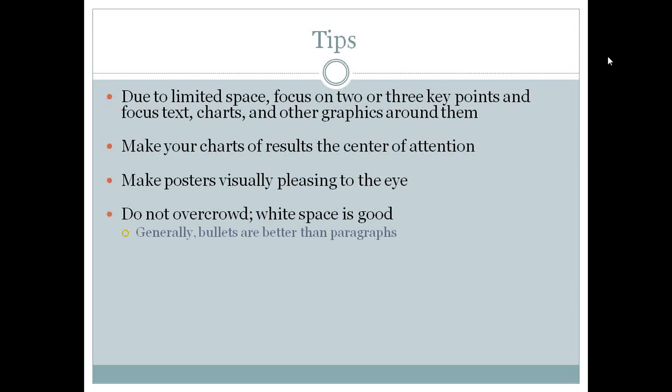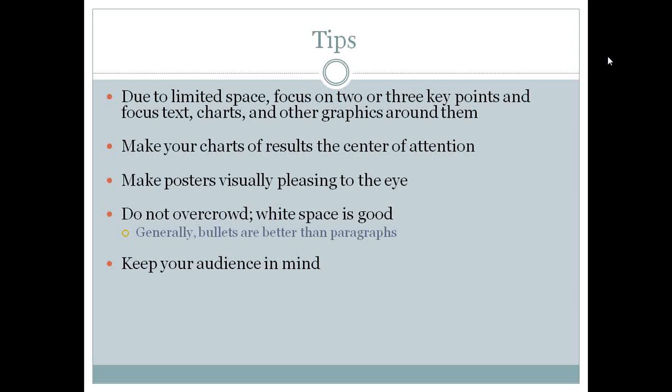You want somebody to come up and be engaged in your poster and want to stay and read the whole thing because it's not overwhelming, just a bunch of text. Graphics are a really great way for people to understand what the results were. And keep your audience in mind. Are you at a research conference, or are you in your office? Are you going to an event, maybe an athletic event? You really want to tailor your poster to the audience that's going to be viewing it.